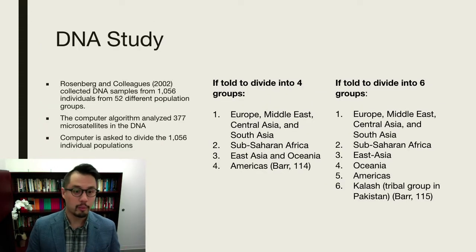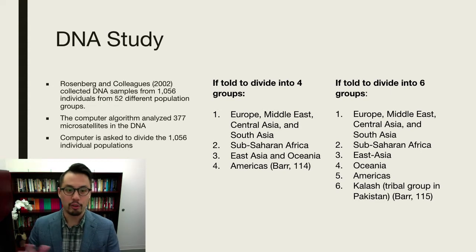So in 2002, Rosenberg and colleagues collected DNA samples from 1,000 plus individuals from 52 different population groups. And then they asked the computer, using an algorithm, to analyze 377 microsatellites in the DNA. And depending on how many groups the computer is asked to divide these 1,000 plus individuals into, you get varied results, right? So if you divide them into 4 groups, you get 4 different groupings. You get European, Middle East, Central Asia, and South Asia. And then the second group is Sub-Saharan Africa. 3, East Asian and Oceania, or 4, the Americas.